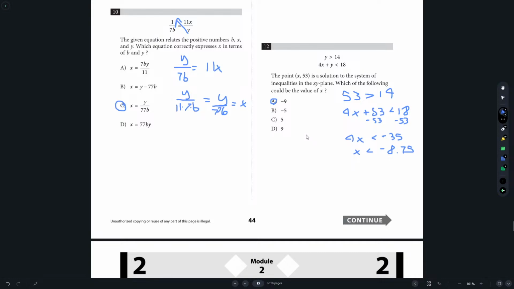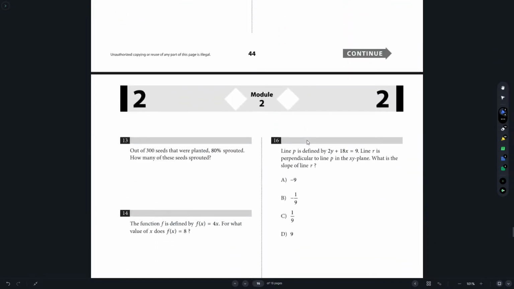And just to verify this, let's plug it back in. 4 times negative 8.75 is negative 35. And if we add 53, yeah, it does make sense.